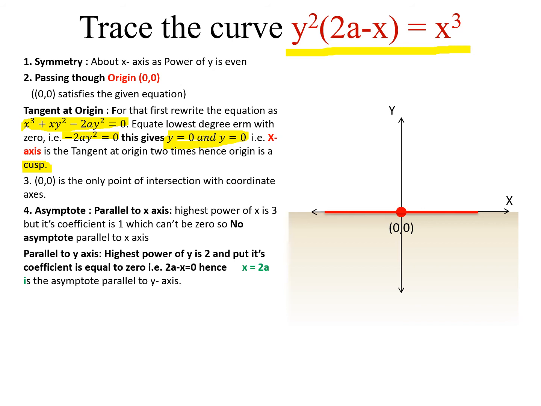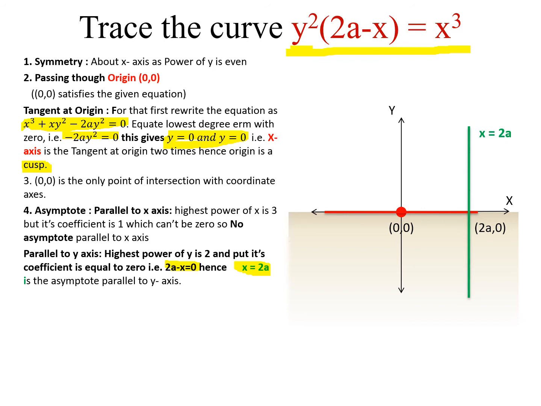Okay, now we will find the asymptote parallel to the y-axis. The highest power of y is 2 and the y square coefficient is 2a minus x. So just put 2a minus x equal to 0, and you will get x equal to 2a. So x equal to 2a is the only asymptote parallel to the y-axis for the curve. So we will draw this asymptote on the curve. This is the point 2a 0, and x equal to 2a is your asymptote, in green color.